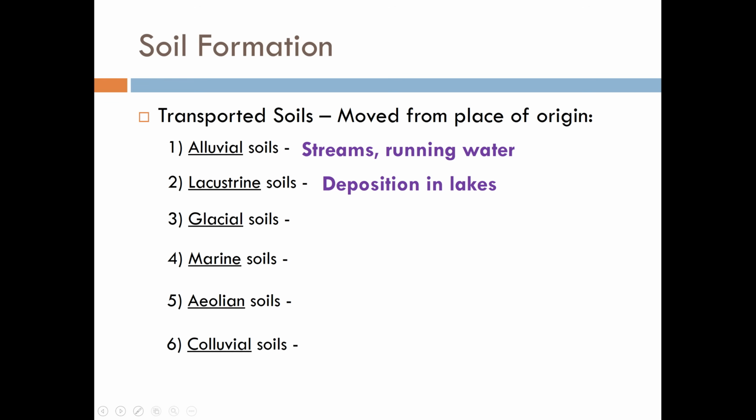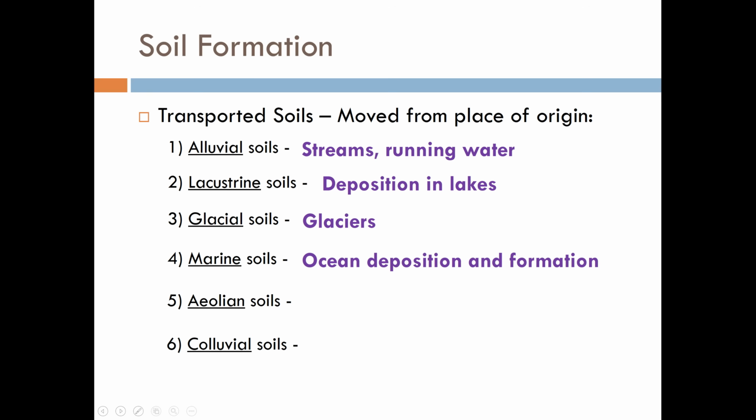Here in Utah, along the Wasatch Front, most of our soils are lacustrine because they were deposited by the Great Salt Lake, which was here thousands and thousands of years ago. Glacial soils, this is a really hard one. These are soils that were, of course, deposited by glaciers. Marine soils, yep, you guessed it, deposited by the ocean, wave action, or deposited within the ocean itself from rivers that come into the ocean.